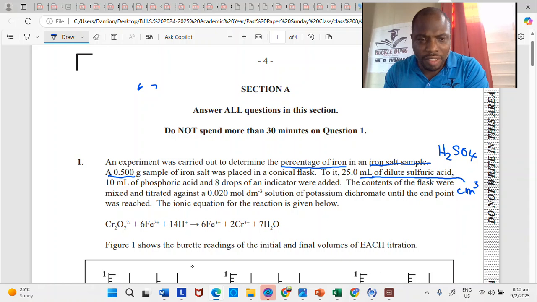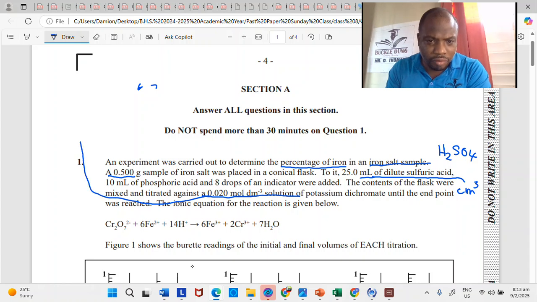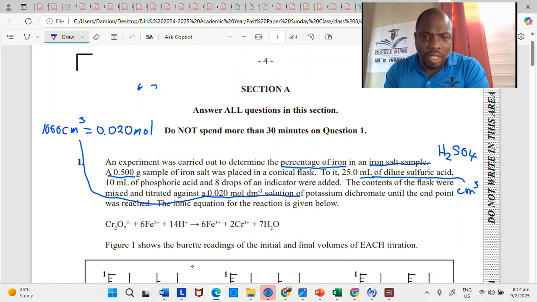10 milliliters of phosphoric acid and 8 drops of an indicator were added. The contents of the flask were mixed and titrated against a 0.020 moles per dm cube solution. So when we see this, what does this mean? It means that 1000 centimeter cube basically contains 0.020 moles. And that would have been of potassium dichromate.